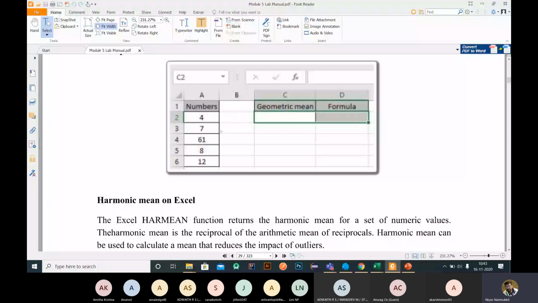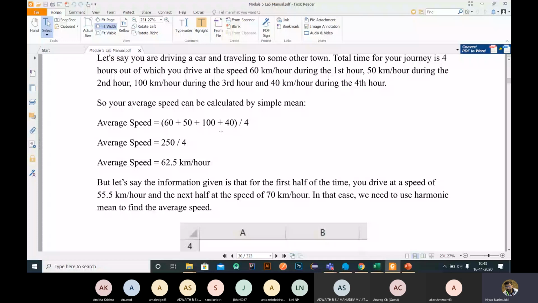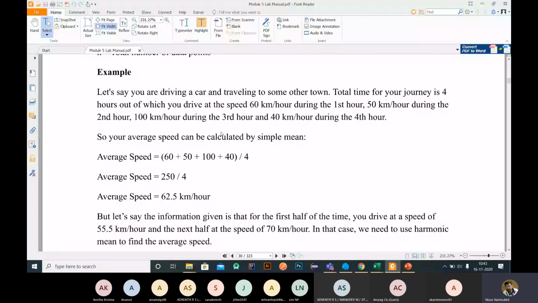So this is an example of harmonic mean. Actually it's a practical explanation of when we need to find harmonic mean. This example is in your lab manual document. I will share this lab manual and everything related to module 5 also, so you can check with this lab manual in parallel. I will share the entire document relating to your course.